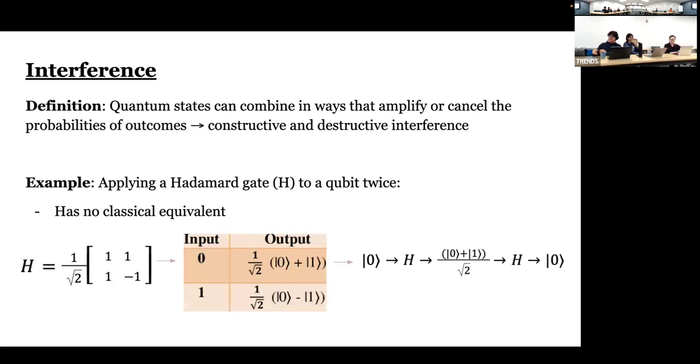And we have interference, the definition of which is that quantum states can combine in ways that amplify or cancel the probabilities of outcomes. This is like constructive and destructive interference in physics that we learn. For example, those are just wave superposition, right? It's very simple. It's complicated in physics because it's real world, but the concept we learn early in our education. One of the examples is applying a Hadamard, I don't know.